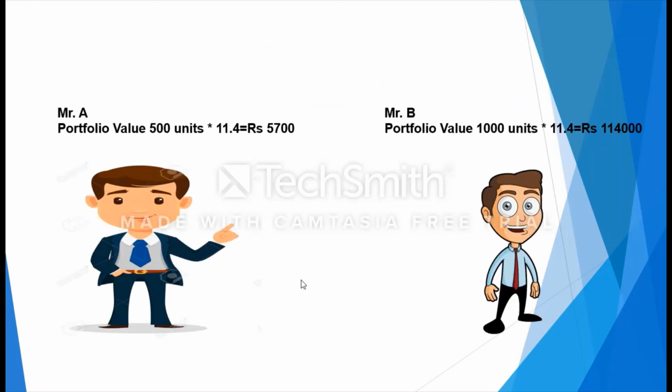Now, what does it mean? Mr. A, who has a portfolio of 500 units of the scheme, his portfolio valuation will be 500 units multiplied by 11.4 rupees, which is 5,700. And Mr. B, whose portfolio comprised 10,000 units, multiplied by 11.4, will be 1 lakh 14,000 rupees. So this is how the NAV is estimated.